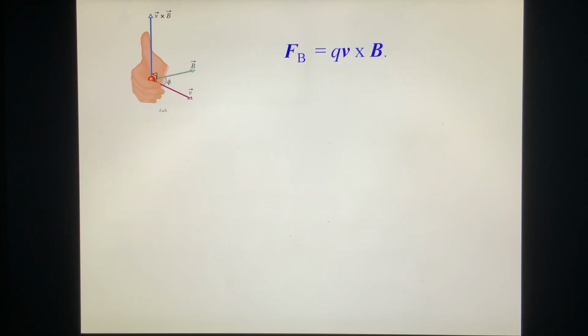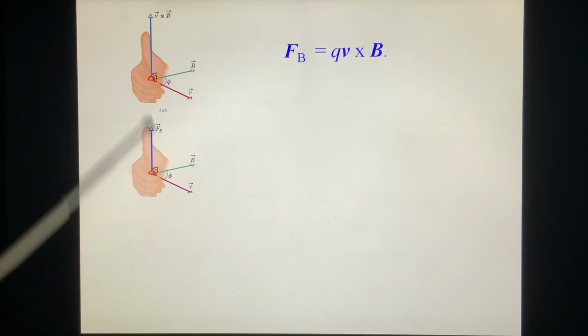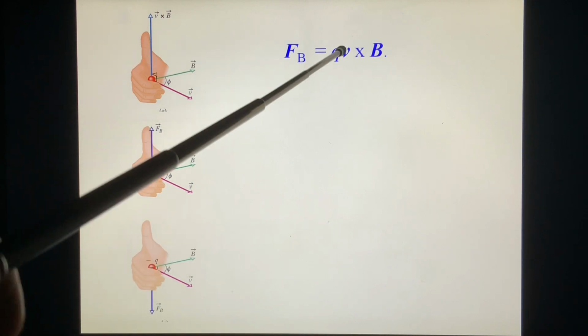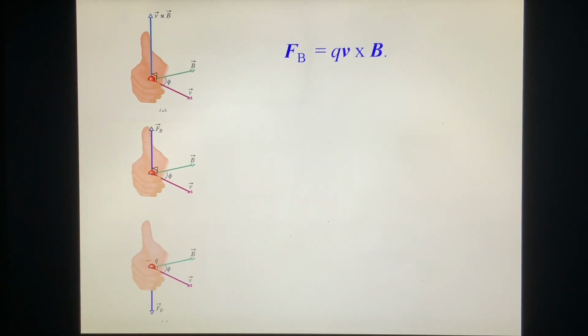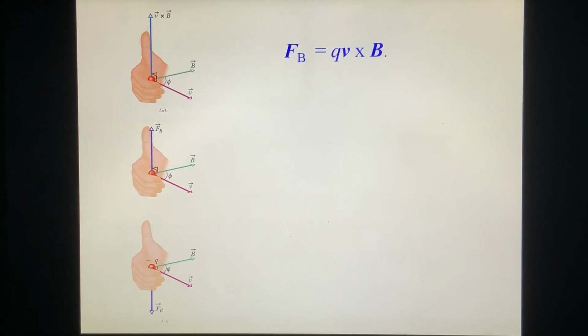So we use the right hand, curling our fingers from V to B. This is V cross B, the F direction. If it's a positive charge, this is the same direction. Okay. If it's a negative charge, this is the opposite direction, it's going down, this is FB. Okay? Remember, this is FB, this is V cross B. You have the direction determined by the sign of the charge.